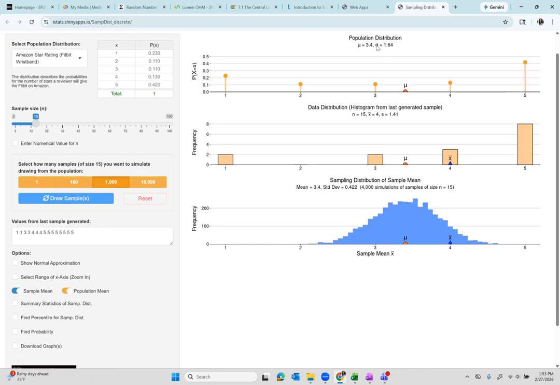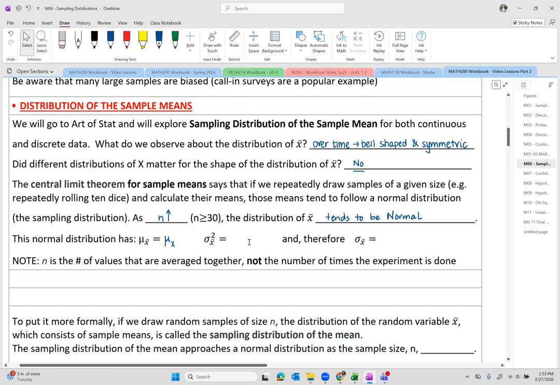So here you had a standard deviation of 1.64, but the sampling distribution of the sample mean has a standard deviation that is much smaller. And that is because the means don't go all the way to 1 or all the way to 5. They actually cluster around the actual mean of your distribution, which is 3.4. So the variance and the standard deviation are smaller.